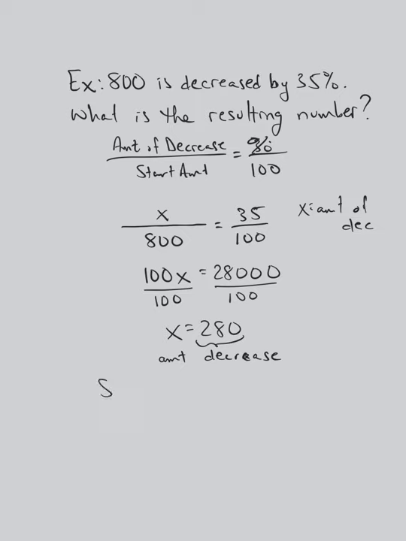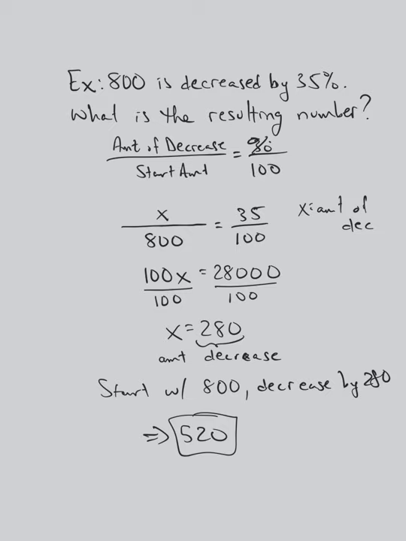Okay, and so we started with 800, but we decrease it by 280. Okay, and so we have 800 minus 280, and that's equal to 520. So our answer here is 520.